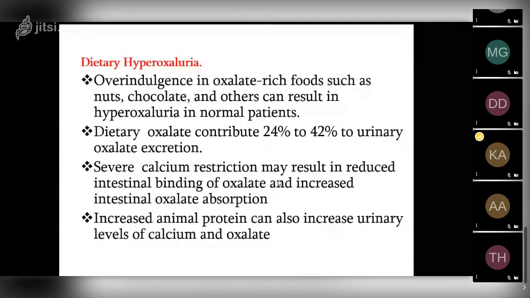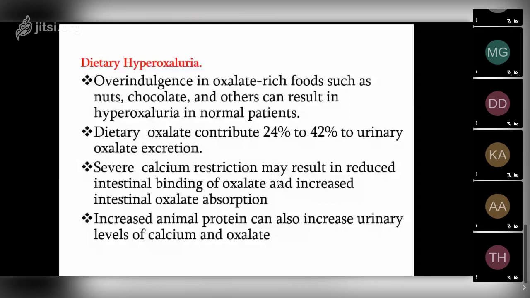So calcium intake is not prohibited in renal stones. If there is restriction of calcium intake, there is reduced intestinal binding of oxalate, so there may be reabsorption of oxalate from the intestine. So dietary hyperoxaluria occurs by taking different oxalate-rich foods. Increased animal proteins can also increase urinary levels of calcium and oxalate.